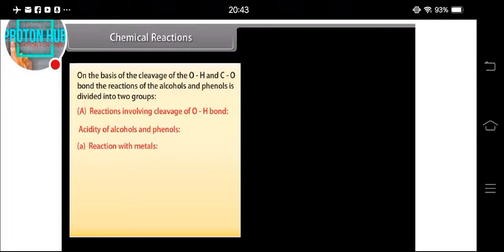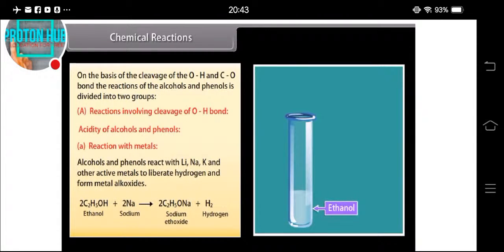On the basis of the cleavage of the OH and CO bond, the reactions of the alcohols and phenols are divided into two groups. Reactions involving cleavage of OH bond, acidity of alcohols and phenols. Reaction with metals. Alcohols and phenols react with lithium, sodium, potassium, and other active metals to liberate hydrogen and form metal alkoxides.